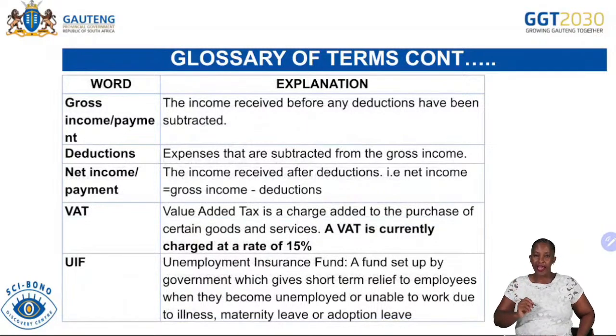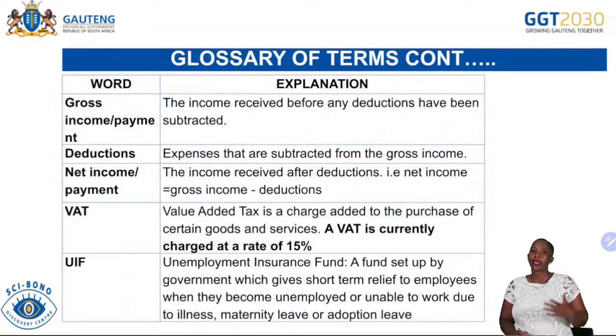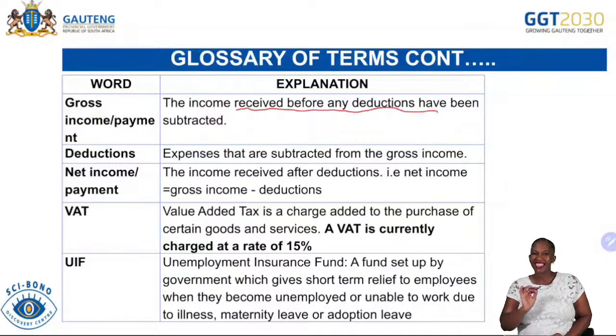We have the next term, which is gross income or gross payment. We call it gross income or gross payment. In some documents you'll see they call it gross income, and in other documents they call it gross payment. What are we referring to when we talk about gross income? Gross income is the income received before any deductions have been subtracted.